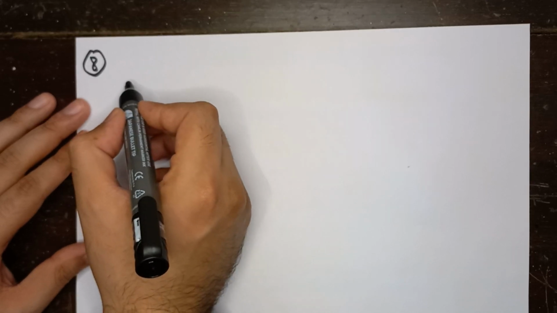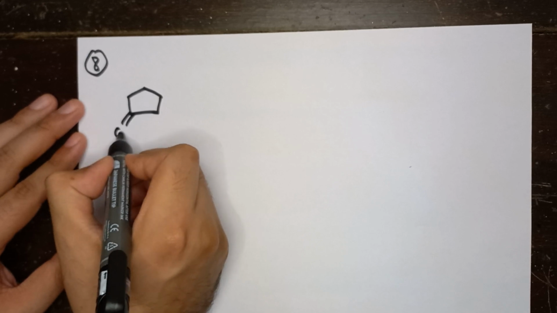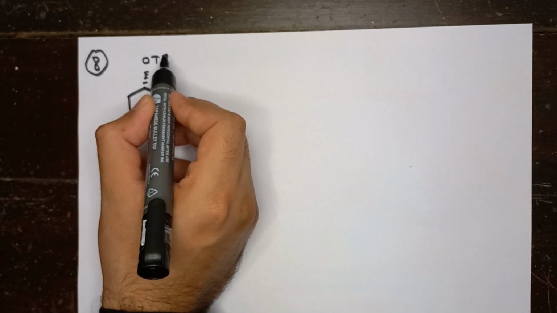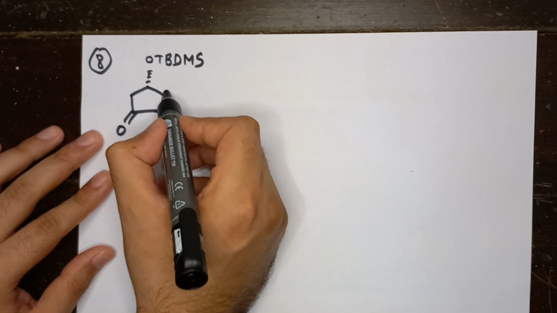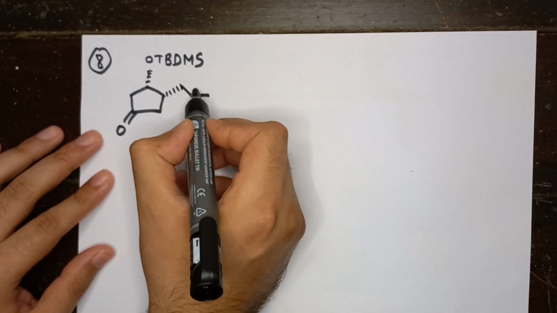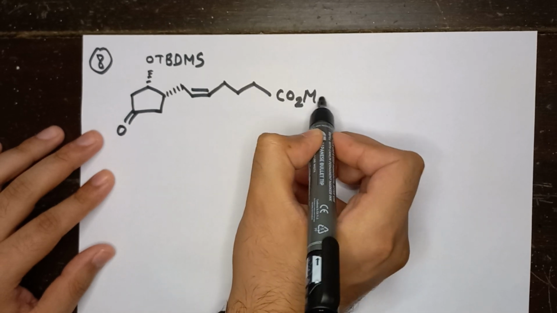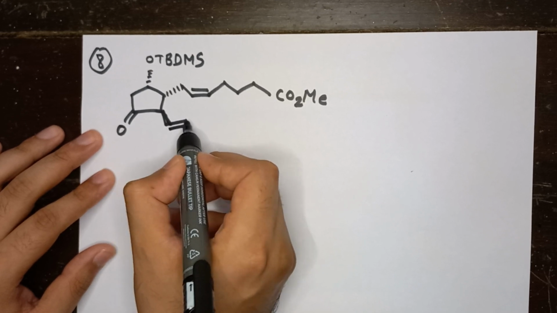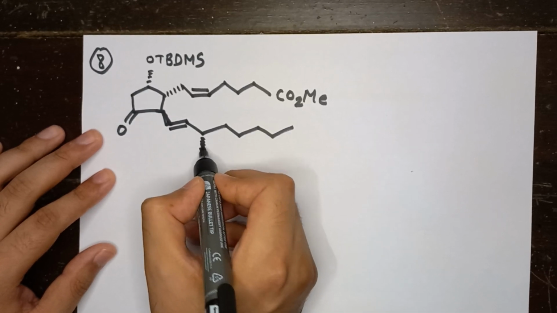Okay, so for the eighth problem, I have this cyclopentane ring. We have a double bond here. We have an OTBS group, or people also call it TBDMS. So here we have a TBDMS. Here we have a double bond. We have CO2Me, an ester group. And here we have OTBS.